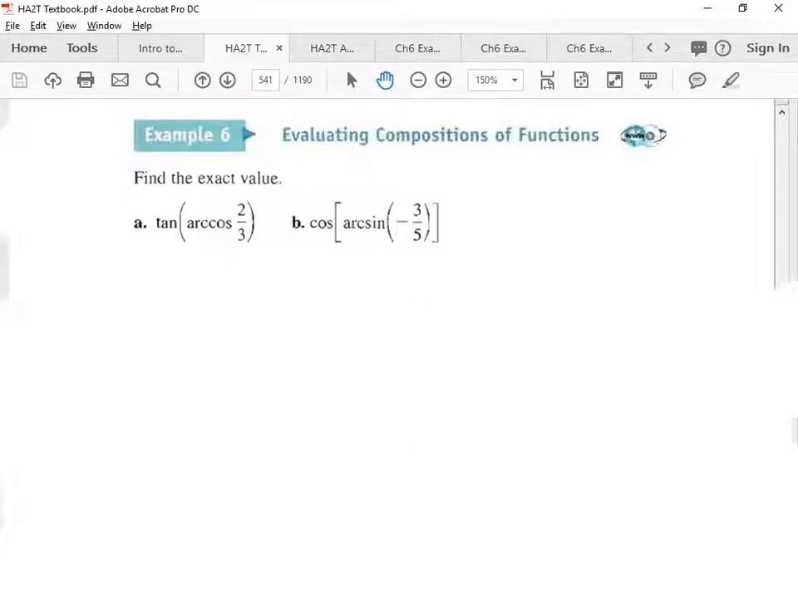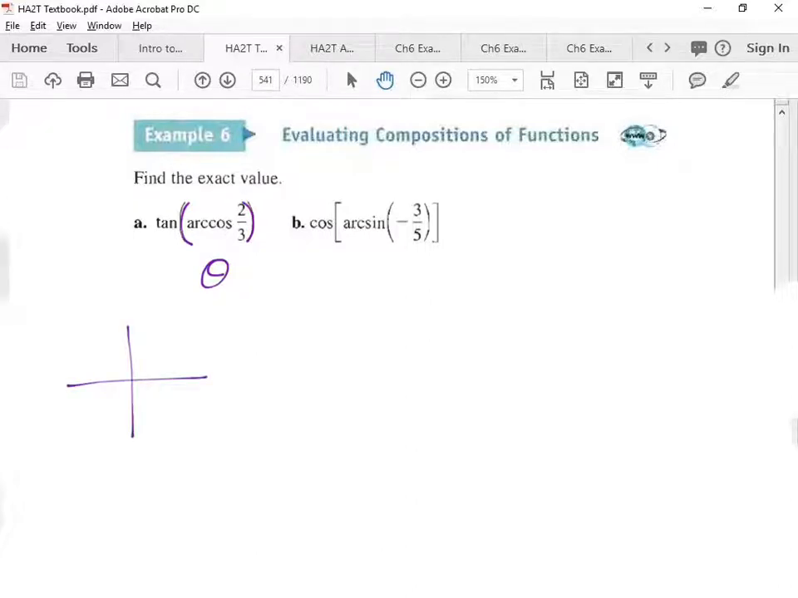This is what we have to remember, what we have to recall. Everything inside these parentheses is supposed to give us a theta. Tangent of a theta, yeah, we can do that, but what is that theta? What is the triangle for that theta? That is what we're going to do right now.